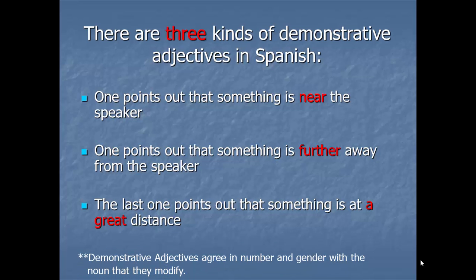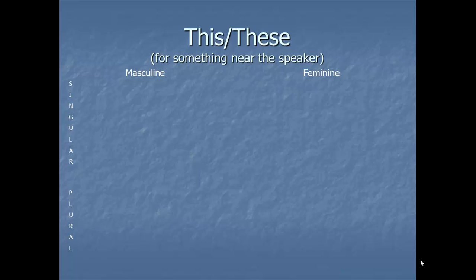Demonstrative adjectives are adjectives, so they need to agree in number and gender with the noun that they're talking about. Okay, so you're going to have to check, is it feminine, is it plural, and make sure that your demonstrative adjective agrees with that. The first group we're going to talk about is this, these. This and these talk about something that is near the speaker.